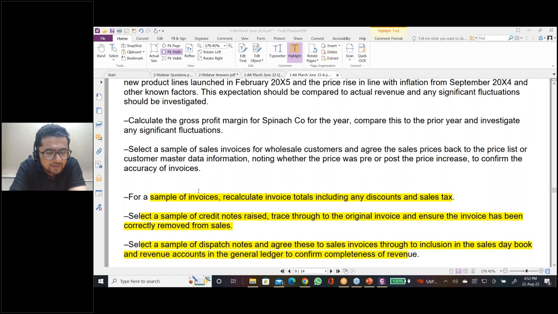Don't call it existence because it's a profit or loss account item. Call it occurrence and completeness. If it would have been a statement of financial position item, I would have said existence and completeness.